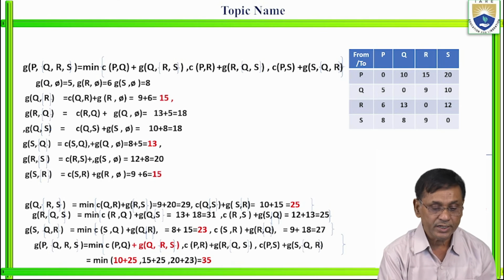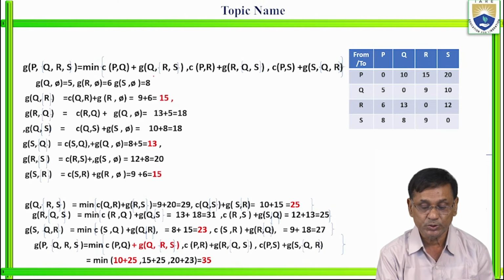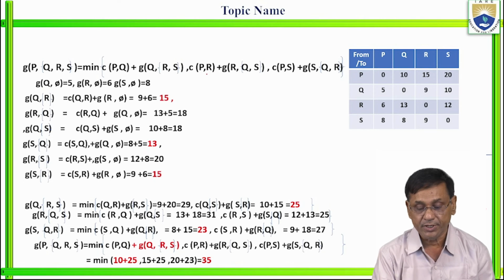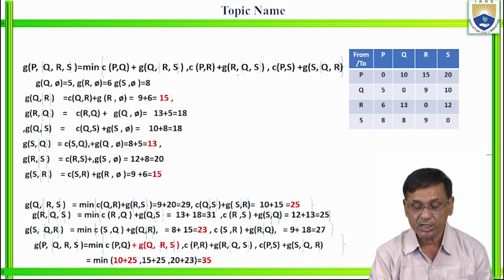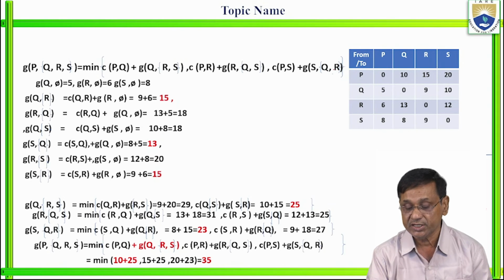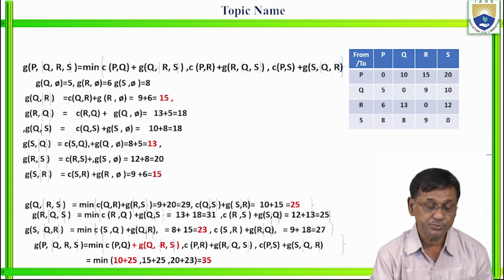Let us say the cost of going from city P to the set of cities Q, R, S is equal to minimum of cost of edge PQ plus cost of going from city Q to remaining set of cities R, S; cost of going from starting city P to R, that is cost of edge PR, plus cost of going from city R to the set of cities Q, S; cost of going from city P to S plus cost of going from city S to remaining cities Q, R. So this is the formula we have written from the state space diagram.